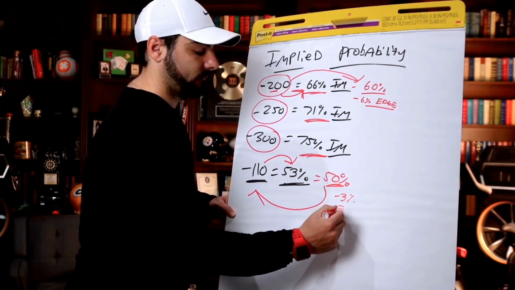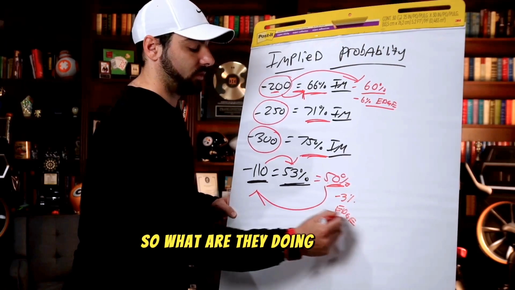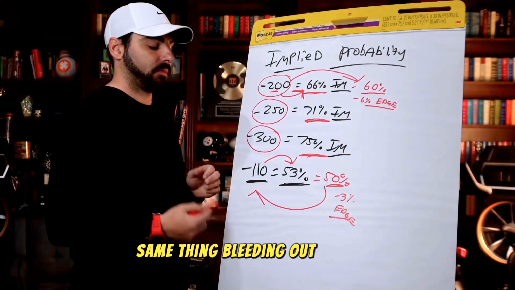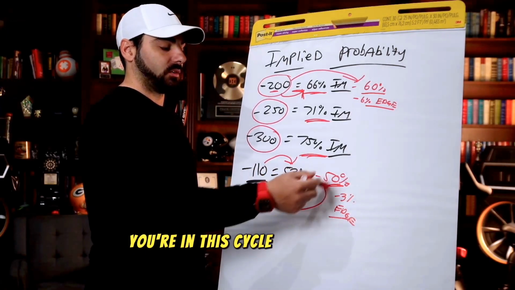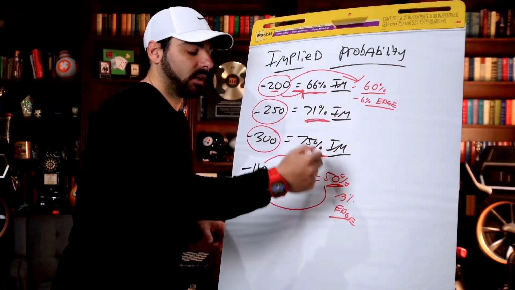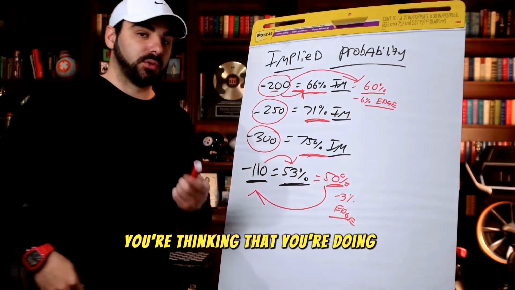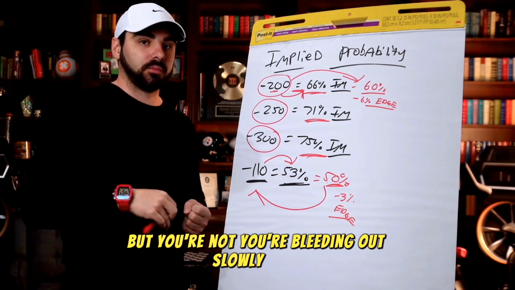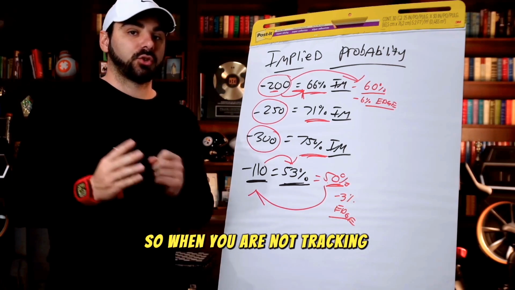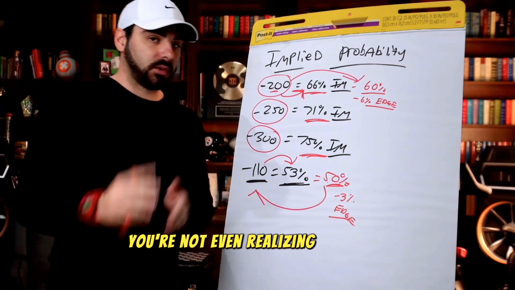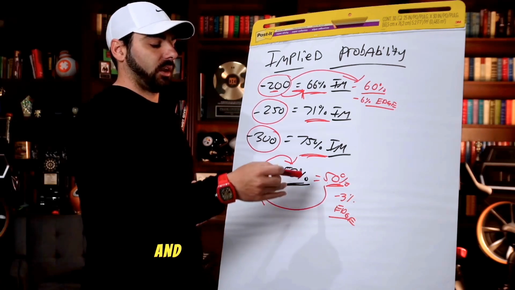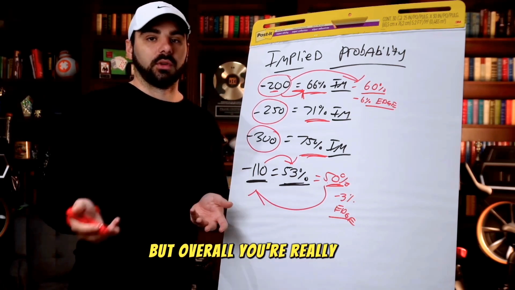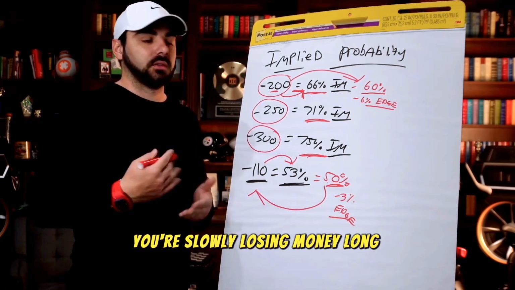So what are they doing? They're bleeding out again. Same thing, bleeding out. So when you're in this cycle, which a lot of sports bettors are, you're bleeding out. You're thinking that you're doing it the correct way, but you're not. You're bleeding out slowly, okay? So when you are not tracking your stuff well, you're not even realizing that you're bleeding out slowly. And when you get your wins, you think, oh yeah, I won, I'm doing pretty good. But overall, you're really not. You're slowly losing money long term.